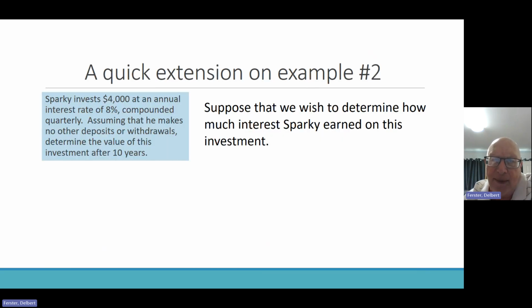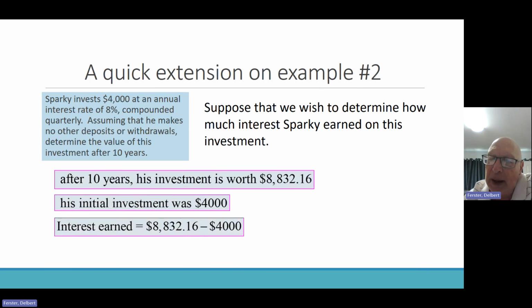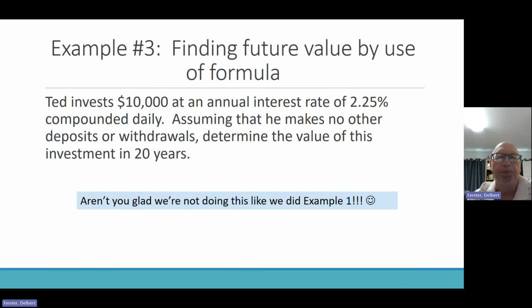So should you want to find the interest earned, you're going to have to do a subtraction. And you found that in this particular context, his initial value was $4,000. It grew to $8,832.16. So he gained the difference, $4,832.16 in interest.